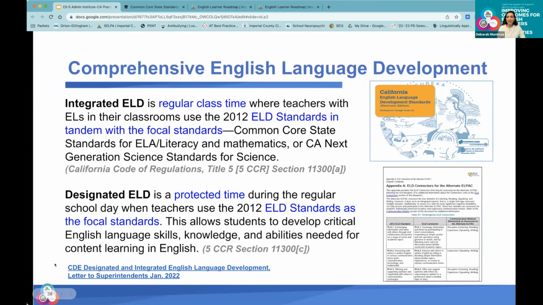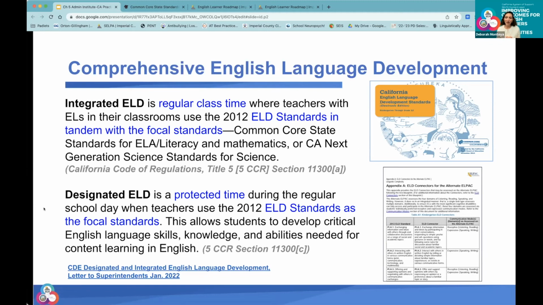So here we just have again the basic definitions and consideration for integrated ELD, of course, across subject matter content areas and designated ELD, that protected time. As we consider the needs of multilingual learners with disabilities, whether their disability is mild, moderate, severe, extensive support needs, now again with the support of the ELD connectors, we're looking at the ELD standards and that protected time to focus on ELD standards, which may also require us to consider what is the unique mode of communication given that student's disability. Will that student need additional accommodations, supports, up to and including perhaps also the child needing additional alternative augmentative communication devices, AAC, and additional support.